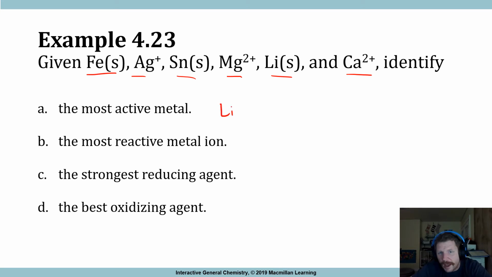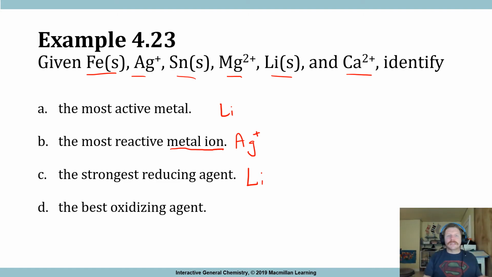Now, for the most reactive metal ion, we've got a total of 3 different ions listed. Which ion most wants to take on electrons? The answer to that would be Ag+, the silver. Which of these is the strongest reducing agent? Well, that would be Li, because it is most easily oxidized. The best oxidizing agent is the one that is most easily reduced, which is Ag+.